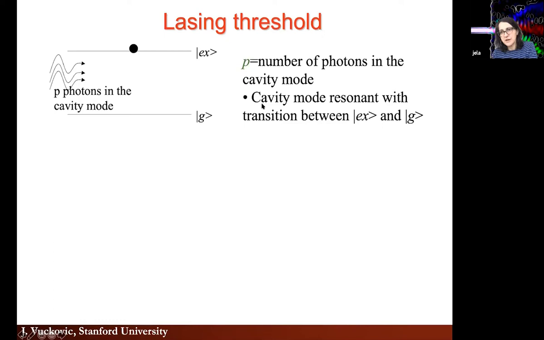So if you had only spontaneous emission into the cavity mode, how would this term be different? In the spontaneous emission regime, P would not be there, because it would be just N times gamma cavity, like for other modes. But when you have stimulated emission, the decay rate increases as a function of the number of photons in a specific mode. That's why you have this actual P here. So P times N times gamma cavity would be the stimulated emission, and the spontaneous emission term is there as well.